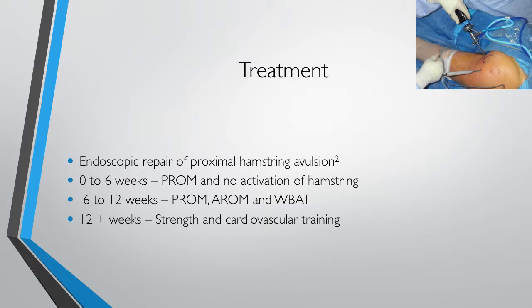From 6 to 12 weeks, passive range of motion to 90 degrees of knee flexion, active knee extension, and weight bearing as tolerated were implemented. He transitioned from a scooter to crutches and started the process of gait retraining. From the 12-week mark and up, strengthening of the hamstrings through isometrics, cardiovascular training through the recumbent bike, and further progression of gait retraining. Aquatic therapy was implemented.